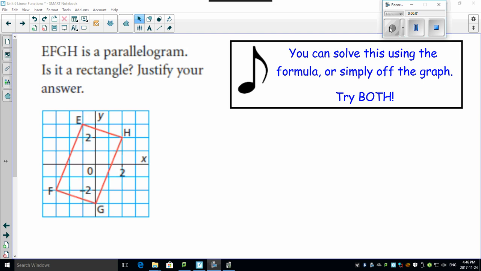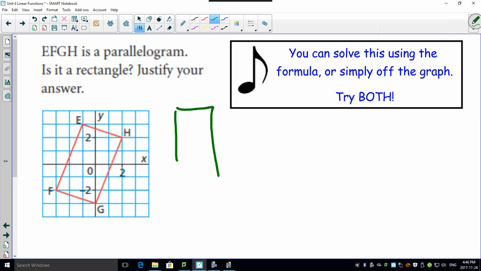So here's a nice practical application problem. Look at this. It gives you a parallelogram and it asks you, is this a rectangle? And justify your answer. Well, how are you going to do that? Well, you know that right angles make up a rectangle, right? So here's a rectangle. So that means every corner has got to be a right angle.